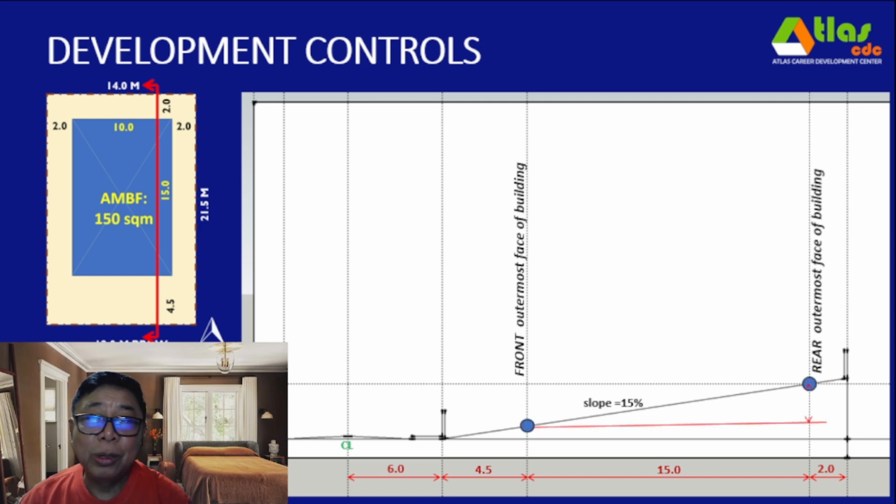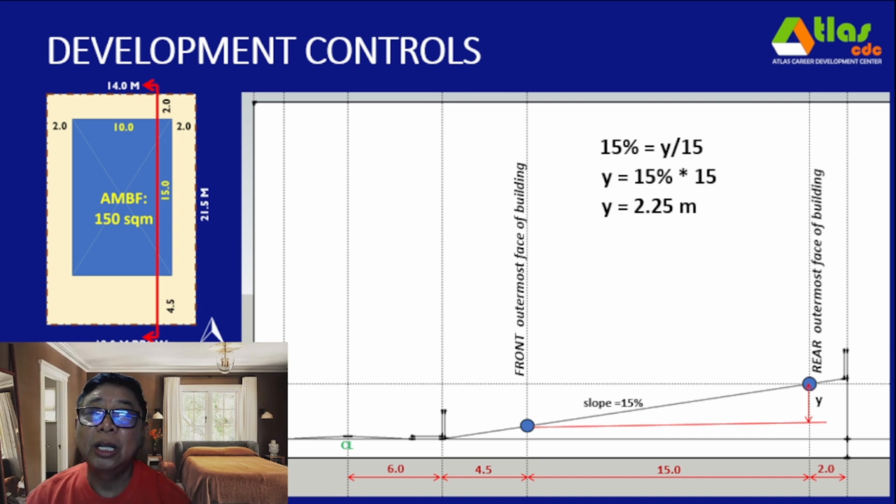And that will form a triangle, with a base of 15 meters and a height of y meters. So to compute for the y, having a slope of 15% simply means that the slope of 15% will be your rise, or the y height, over the base, or the x distance of 15 meters. So therefore, 15% equals y over 15 meters, and your y will be 15% of 15 meters, and that will equate to 2.25 meters.